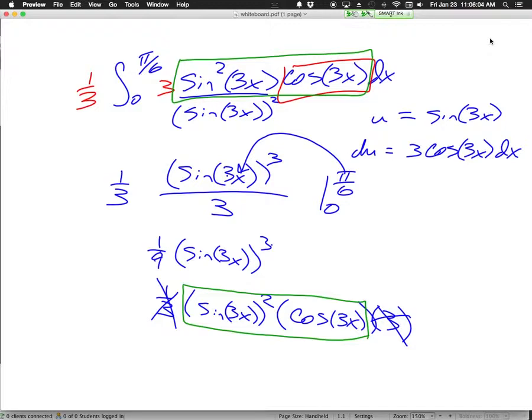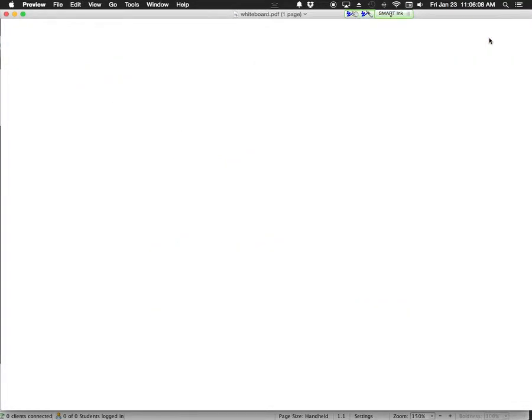One more problem. It's gonna be an absolute value. No absolute value. Yes.